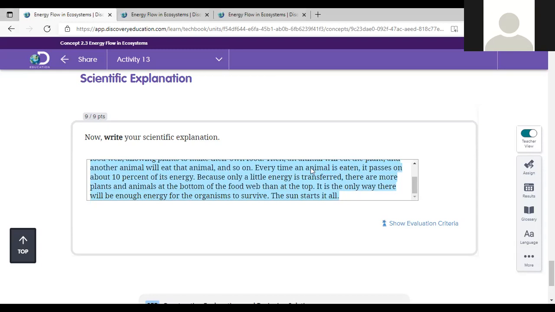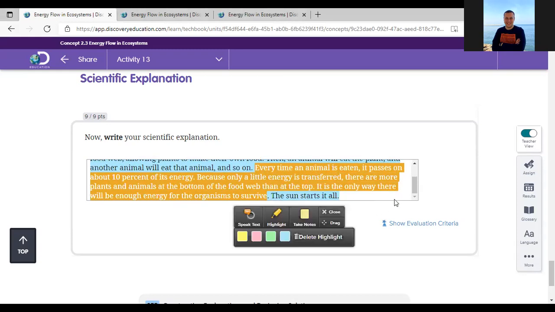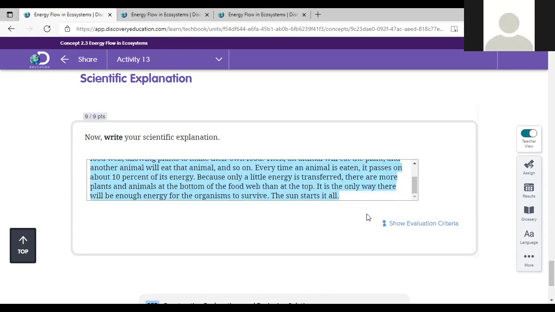Little energy is transferred every time an animal is eaten. It passes on about 10% of its energy. Because only a little energy is transferred, there are more plants and animals at the bottom of the food web than at the top. It is the only way there will be enough energy for the organisms to survive. The sun starts it all. Excellent, thank you.